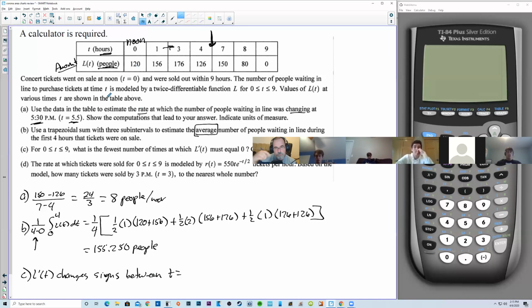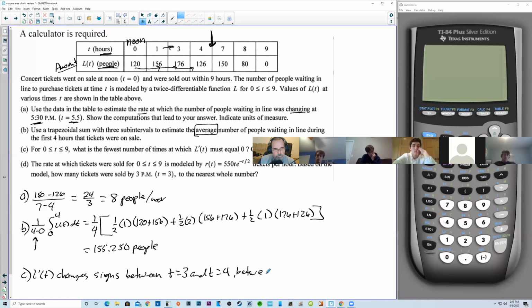Now, L prime of t is how it changes, right? So from 120 to 156, this function increases. 156 to 176, still increasing as far as we know. It could have decreased in between, but we just don't know that. And then decreases between 3 and 4. So the signs change between t equals 3 and t equals 4.